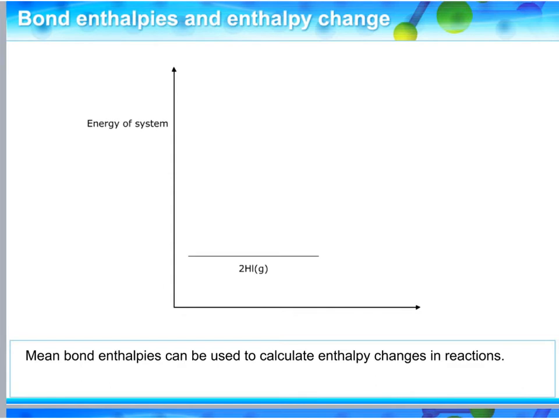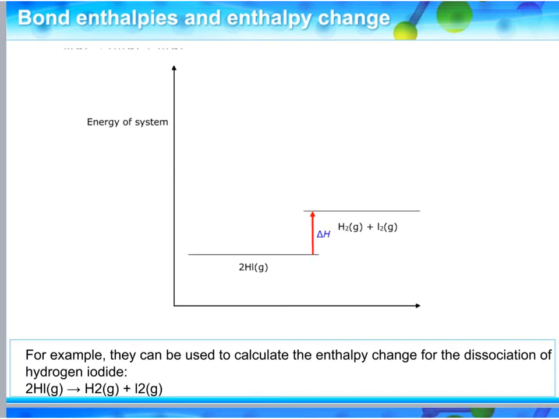Here we've got some hydrogen iodide, and this time we're looking to find the enthalpy change for the reaction when 2 moles of hydrogen iodide molecules break down to form iodine and hydrogen gas. So in this reaction we can see delta H is positive, it's endothermic. There's the reactants, here's the products. The products have got more energy than the reactants.